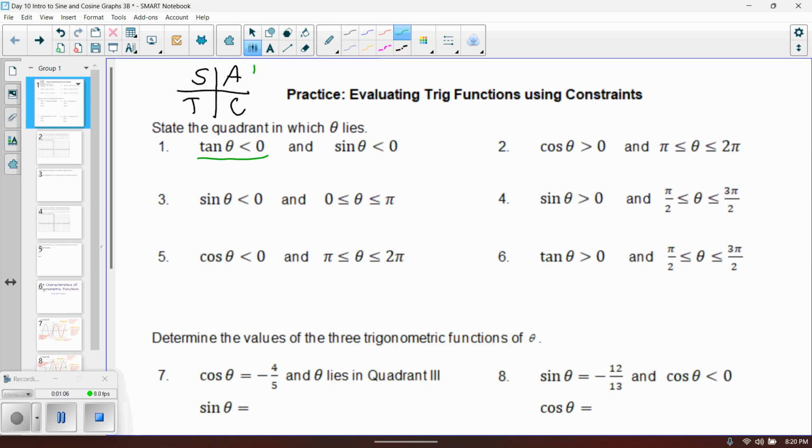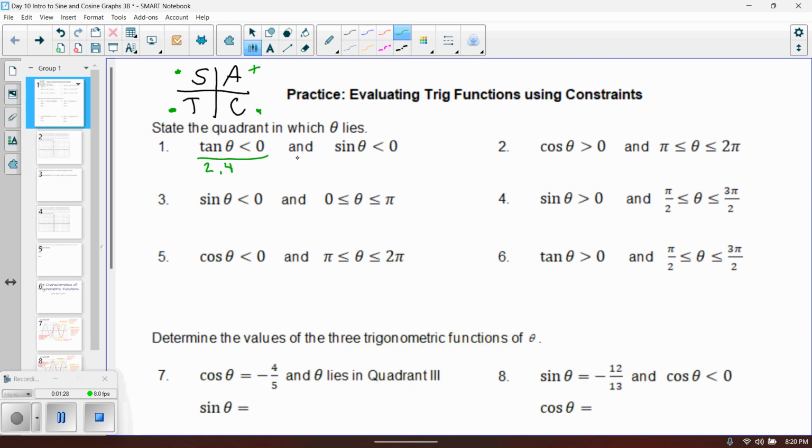Well, if you look at your little ASTC thing, tangent is only going to be positive. Remember, everything is positive up here. But tangent is only going to be positive in the third quadrant other than the first quadrant, which means that if tangent is less than 0, it is negative in this one and this one. So we're talking about quadrants 2 and 4.